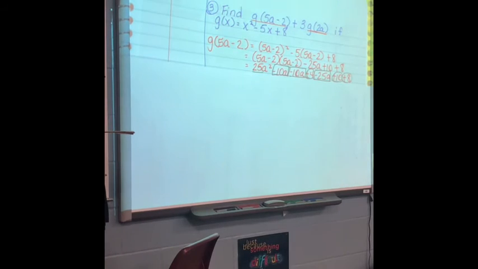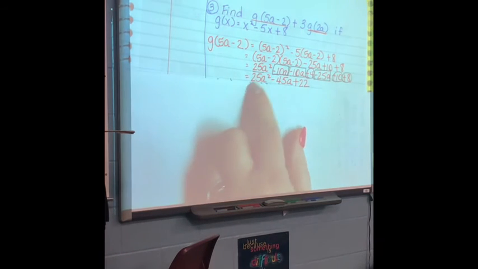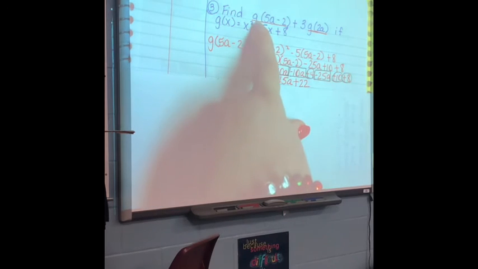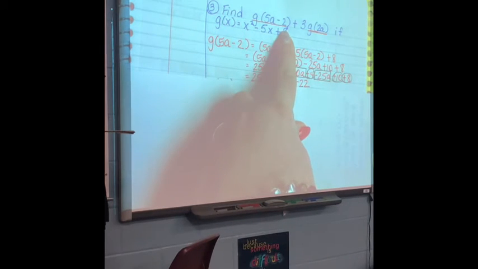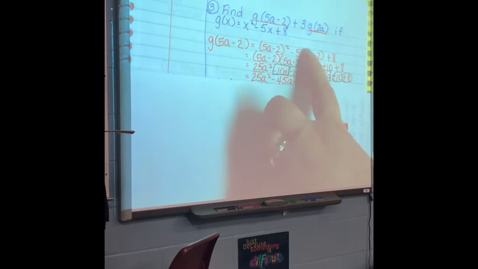Okay. Next step was to combine like terms, and that gave my final g of 5a minus 2 is equal to 25a squared minus 45a plus 22. So this piece right here can be replaced in the problem where it says g of 5a minus 2, right? Now there was another function we had to find, the g of 2a.